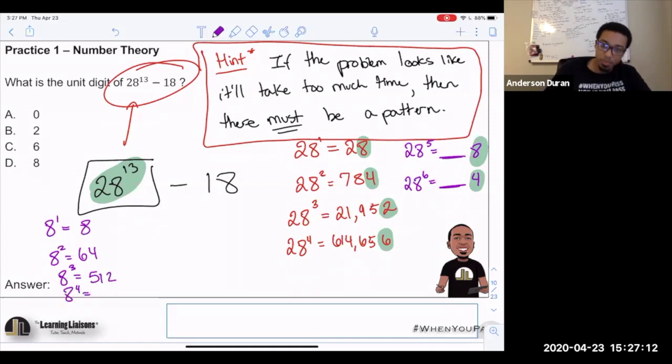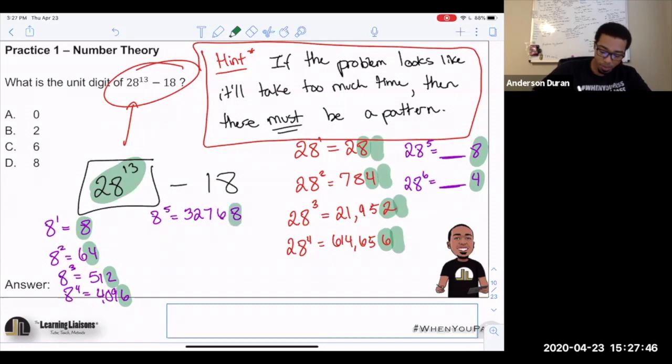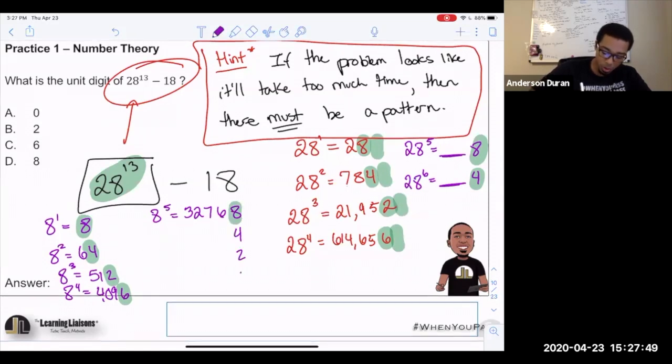What's that going to be? 4096. Okay, let's get a little crazier. 8 to the power of 5. What's that going to be? 32768. All right, so I'm going to stop right there. And I'm going to prove to you that only the unit digit matters here. I compared 8 versus 28 and their powers. Carefully follow along. 8, 4, 2, 6. 8, 4, 2, 6. And if you keep going again, 8, then it'll be 4, then it'll be 2, and then it'll be 6 again.